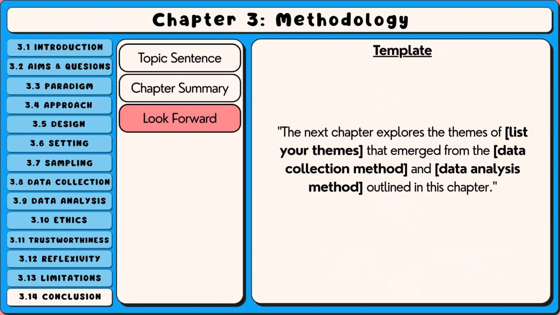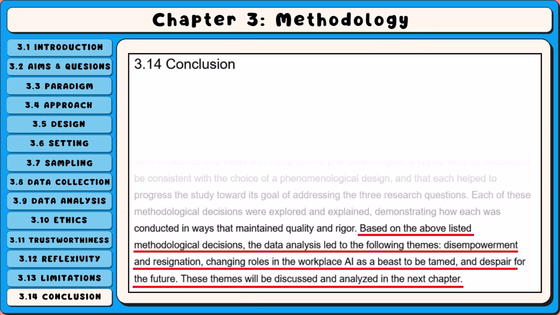Here's a template. The next chapter explores the themes of, and lists your themes, that emerged from, and then name your data collection and data analysis methods that were outlined in this chapter. Here's an example. Based upon the above listed methodological decisions, the data analysis led to the following themes, and then it lists the themes, and then it closes with, these themes will be discussed and analyzed in the next chapter.